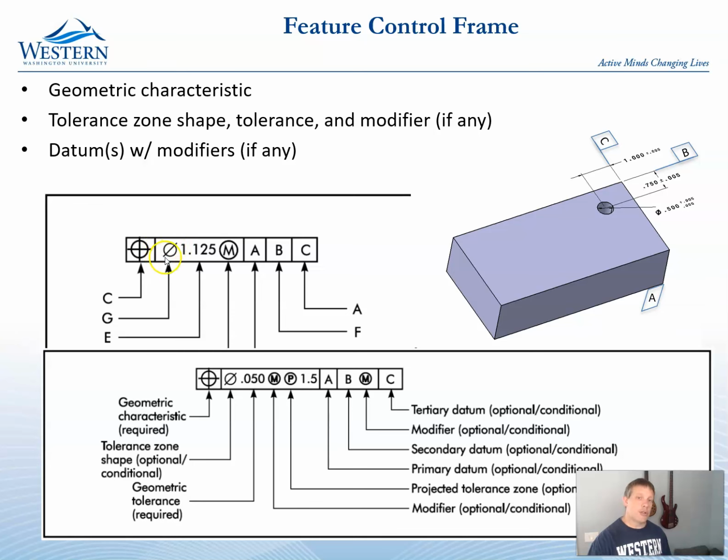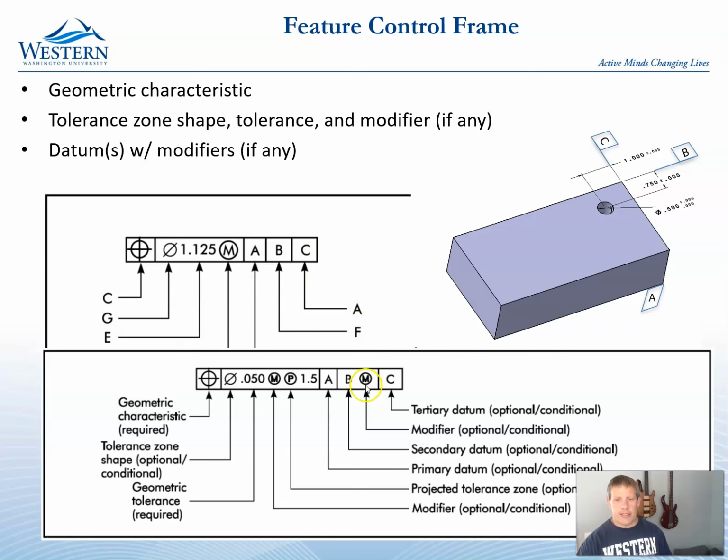If no tolerance zone shape is listed, it is assumed to be a square tolerance zone, so equal in X and Y, and lined up according to the datums that you've called out at the end. You can have modifiers like the maximum material condition here, the big M, and then after that is the list of the datums. And those datums are listed in order of priority. So A is the most important datum to this feature, then B, and then C.